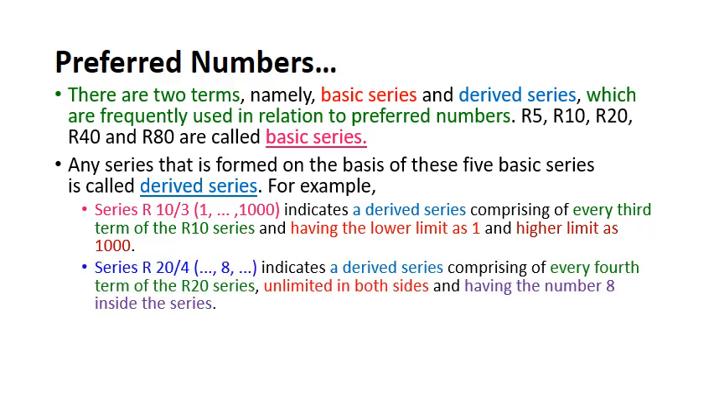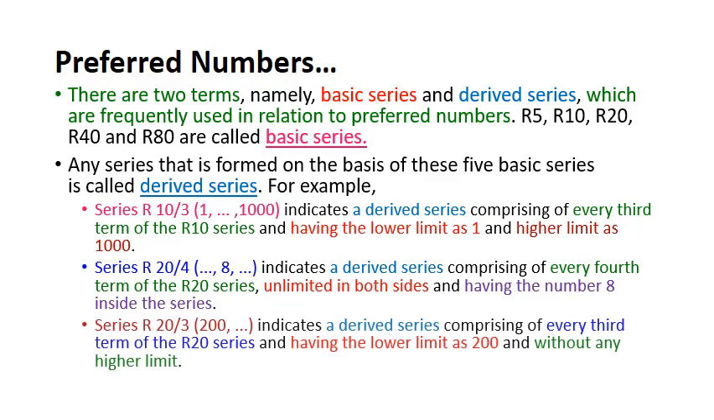Second example, R20/4. There is no upper limit and lower limit, but 8 has to be a part of your series. Pick the fourth term of the R20 series and multiply to get this particular series, which is unlimited on both sides. Then R20/3 with lower limit 200, there is no upper limit. Pick the third term of the R20 series from the table, multiply 200 by that series factor, and keep on continuing to get your desired series.